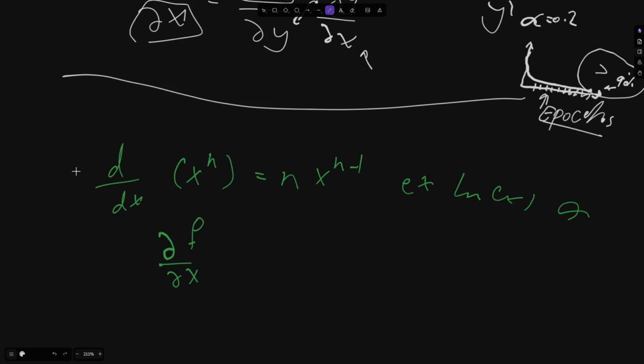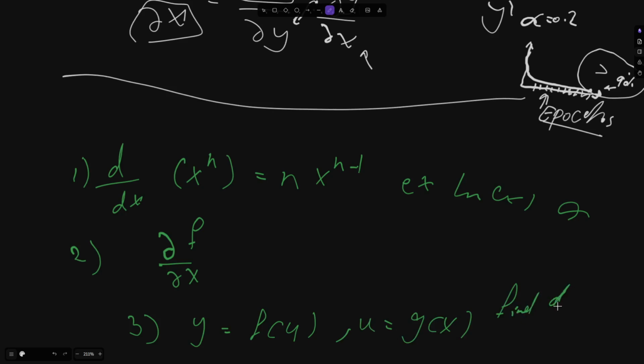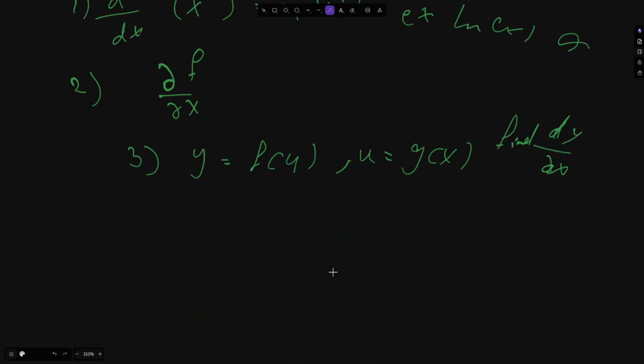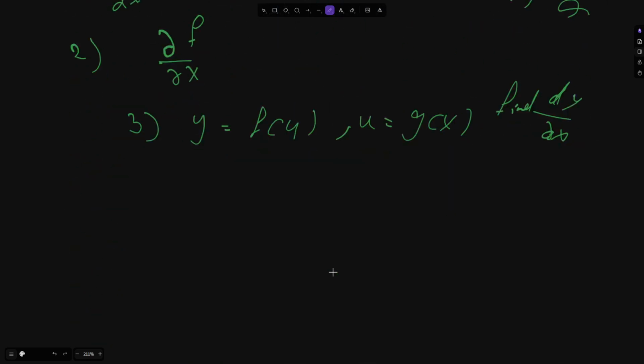So the first thing is the power rule, the second thing is the partial derivative, the third thing is the chain rule we just talked about. If y equals f of u and u equals g of x, we want to find dy by dx. So we just did it over the last few minutes. Okay, so it visualizes our signal.